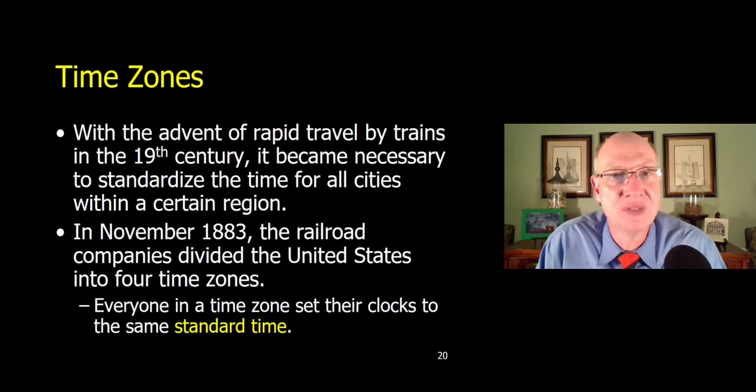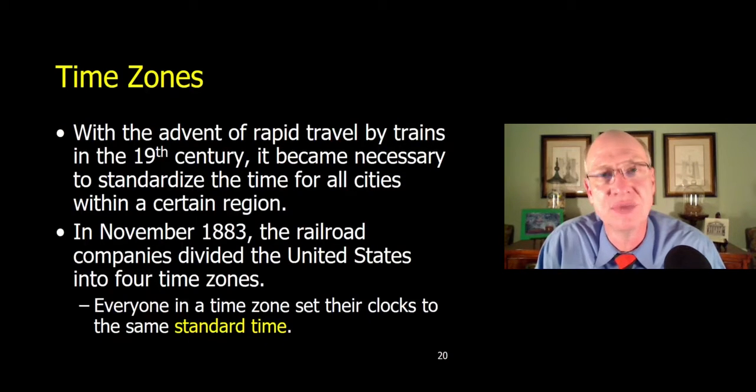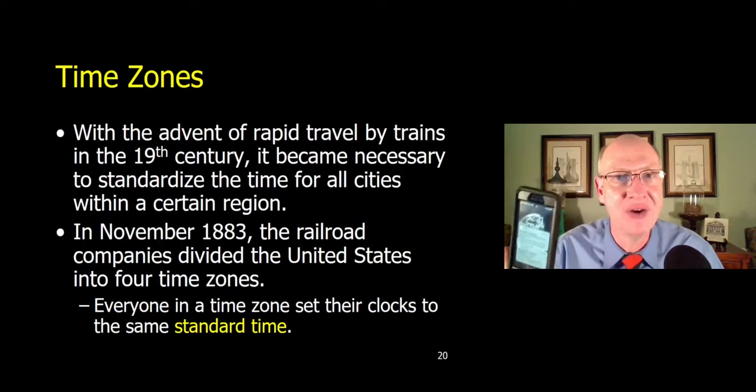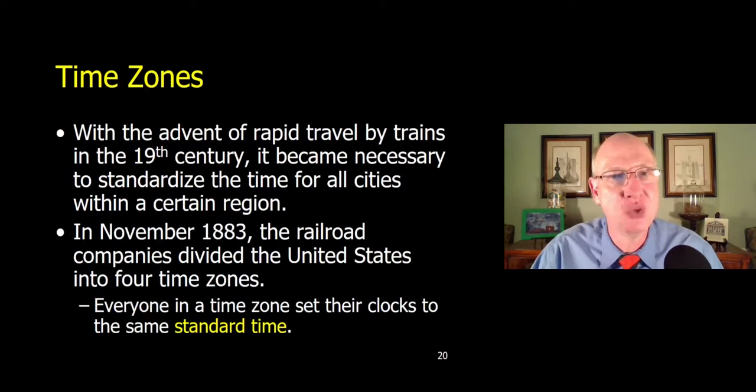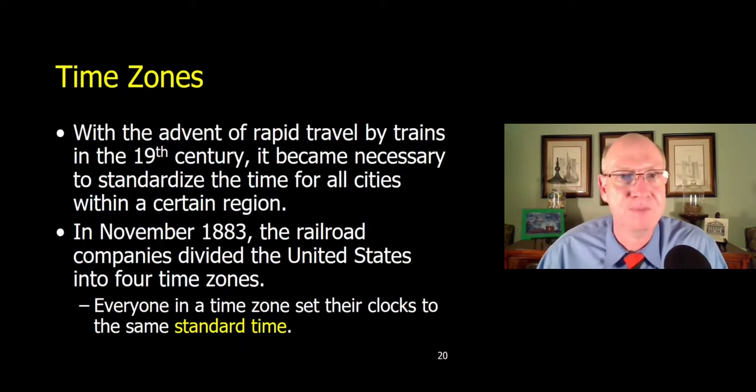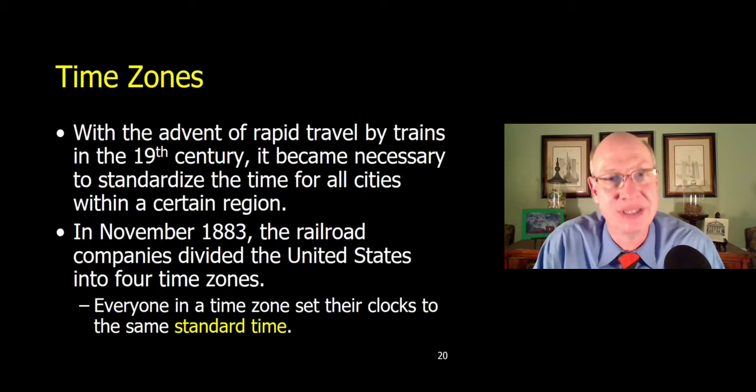Because to get from Charlottesville to Richmond, the fastest way was to get on a horse and ride, and that would take at least a day, typically longer. So it didn't matter that the time in Charlottesville was a few minutes different than the time in Richmond. In addition, you didn't have a timepiece you could carry that was accurate enough that you would notice that time difference when you got to Richmond. People long ago knew there was a time difference, but they didn't care.